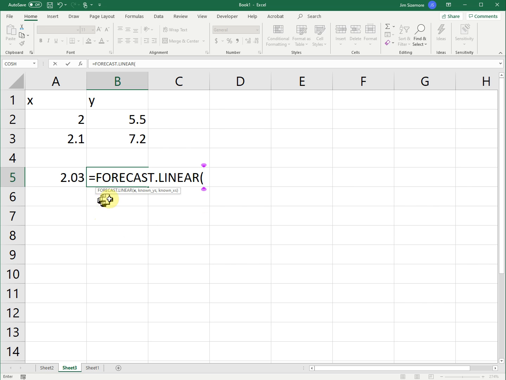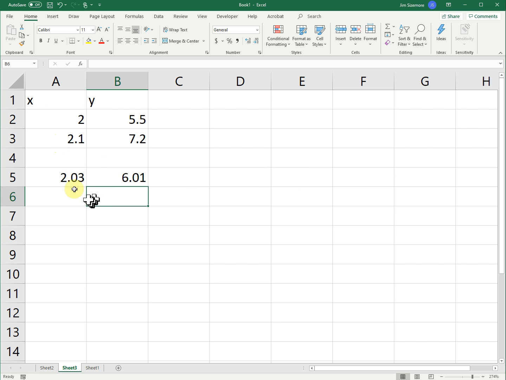And it tells you when you select forecast.linear, it says, what is the X value? There it is. This is the X value. Comma. What are the known Y's? There we go, right there. Your functions a lot of times give you hints about how to use them. What are the known X's? There they are, right there. Boom.